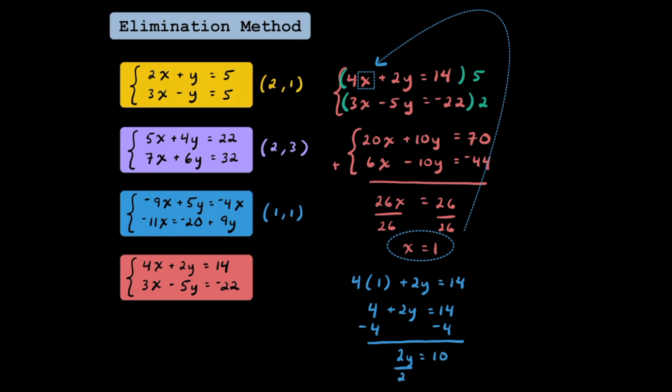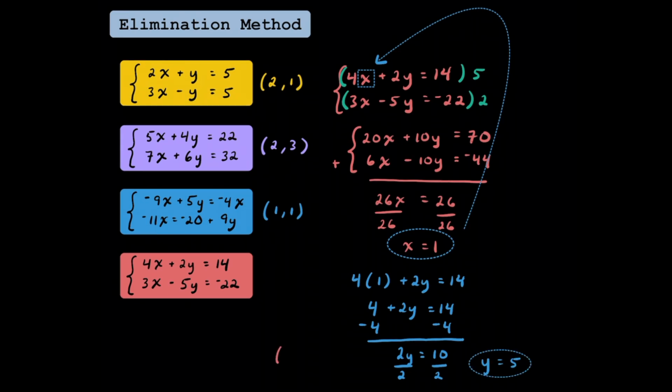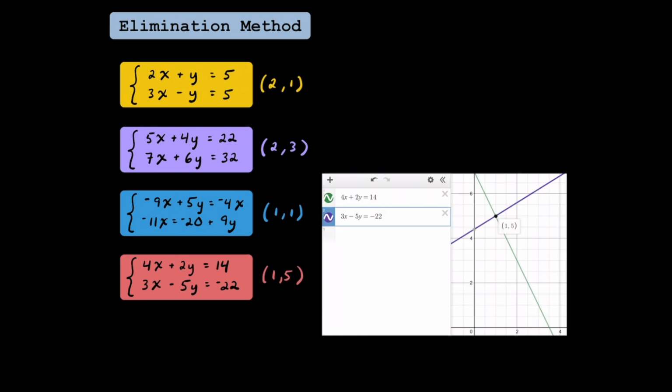We divide the left by 2 and divide the right by 2, so we found out here that y is equal to 5. Our solution here is going to be 1, 5. Here we can see a graph that confirms our answer.